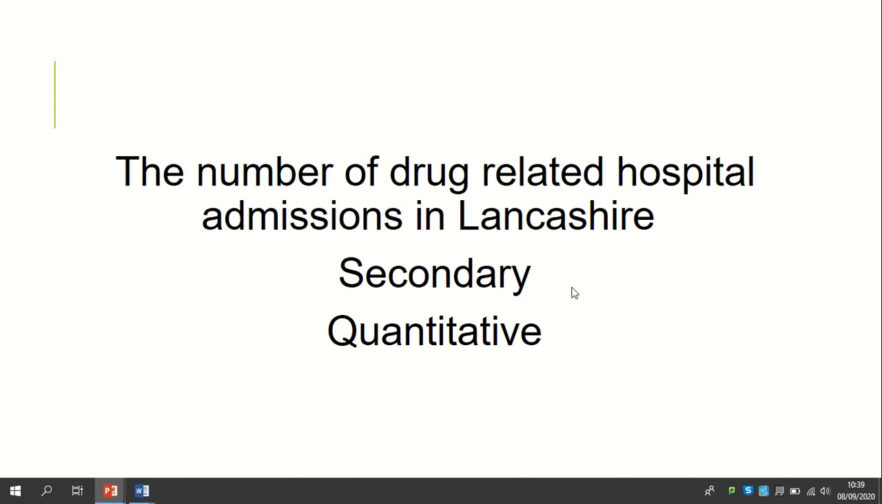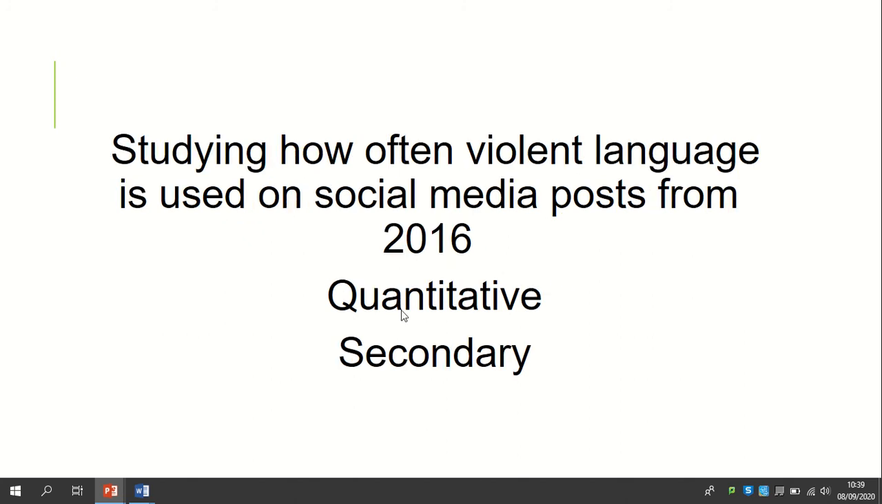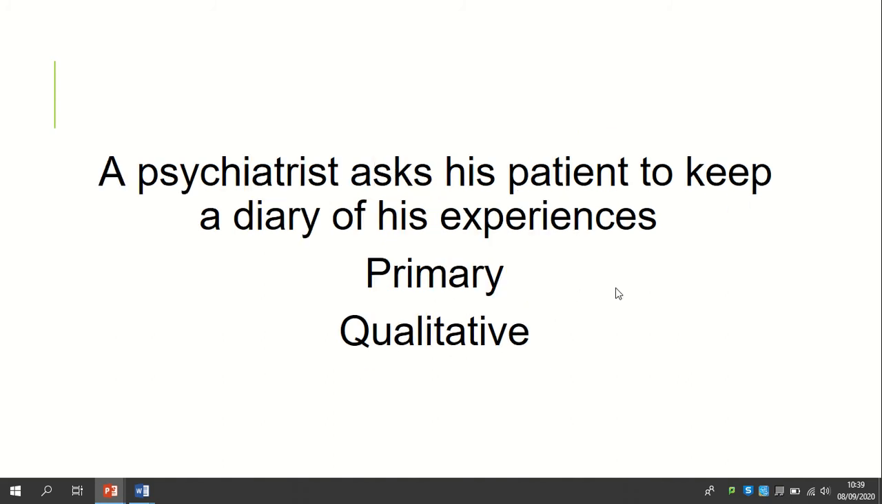So you can see where this is going. All of them have their type of data underneath. So this one, studying how often violent language is used on social media posts from 2016. Now, they've already been posted in 2016. It's 2020, so that's secondary data. And how often, meaning how many times, it would be quantitative.